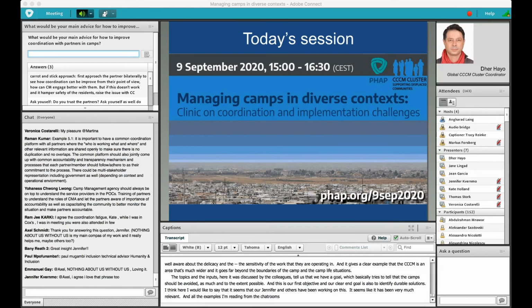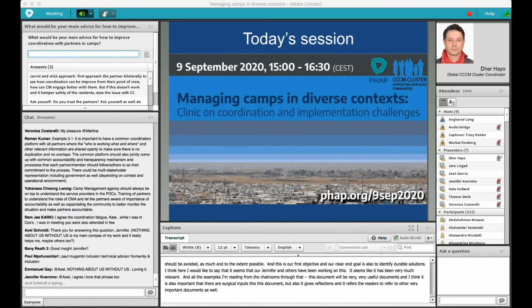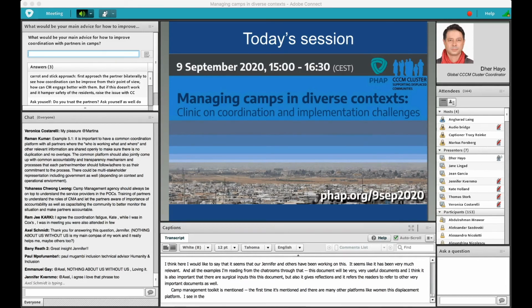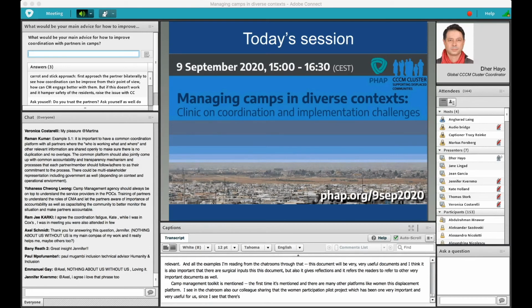It is also important that there are practical inputs in this document, but it also gives reflections and refers the readers to other very important documents as well. The Camp Management Toolkit is mentioned, Sphere standards are mentioned, and there are also many other platforms like the Women in Displacement platform. I see in the chat room our colleague Marjolein also shared the Women Participation Pilot Project, which is very useful for us, since I see there were many references to women in coordination and women's roles, which is very dilemmatic in our work.